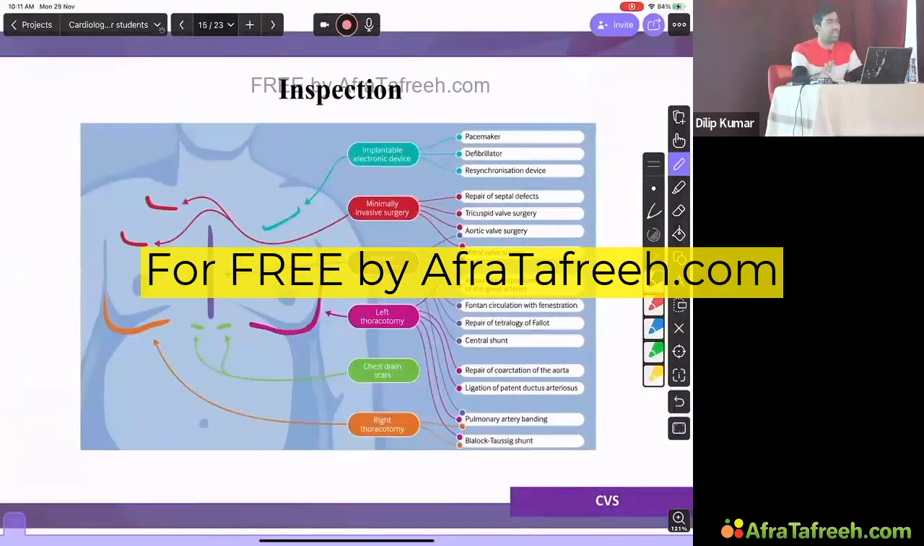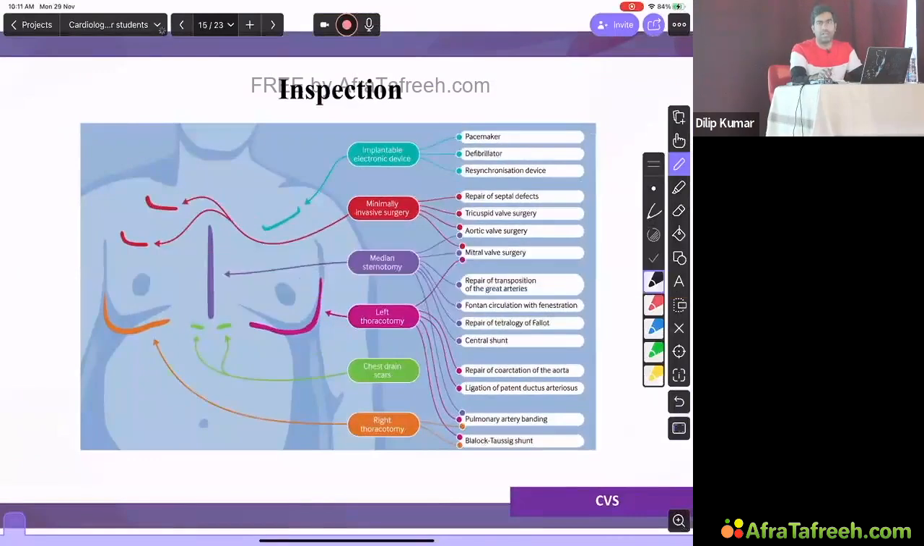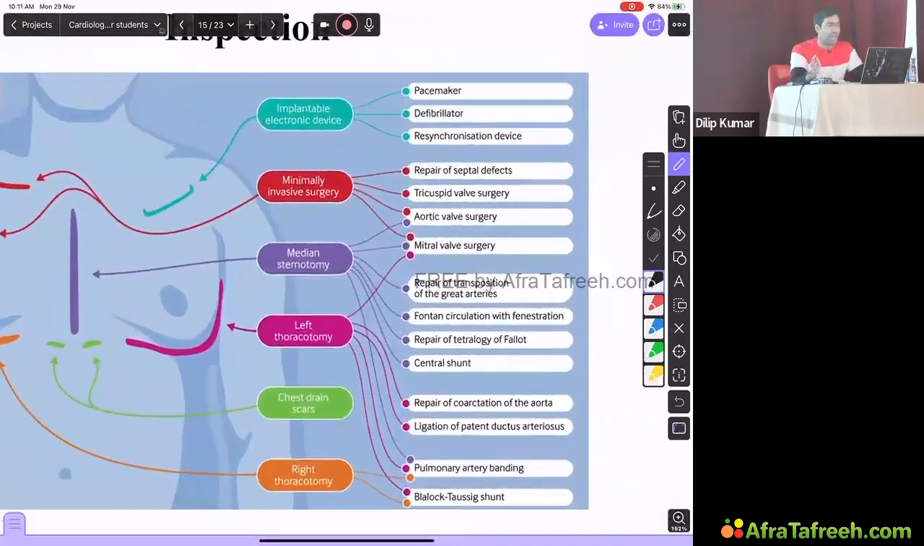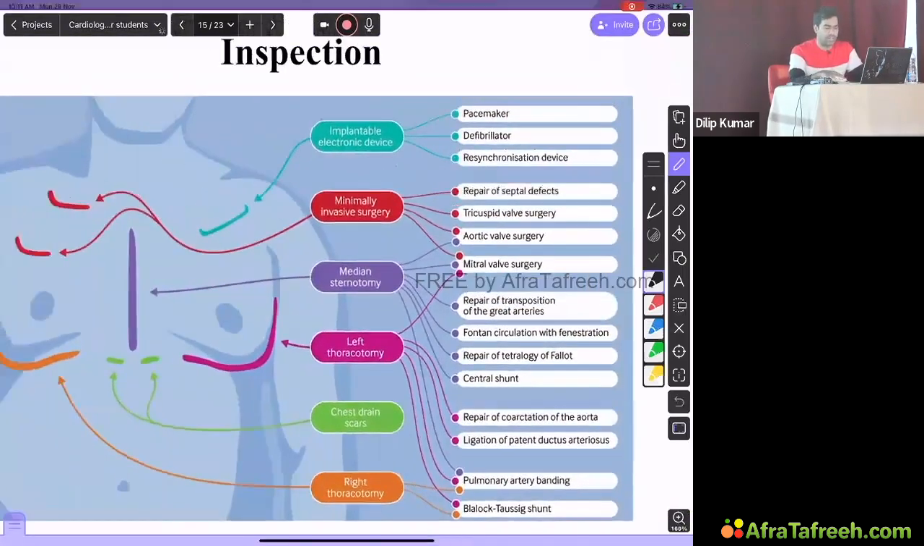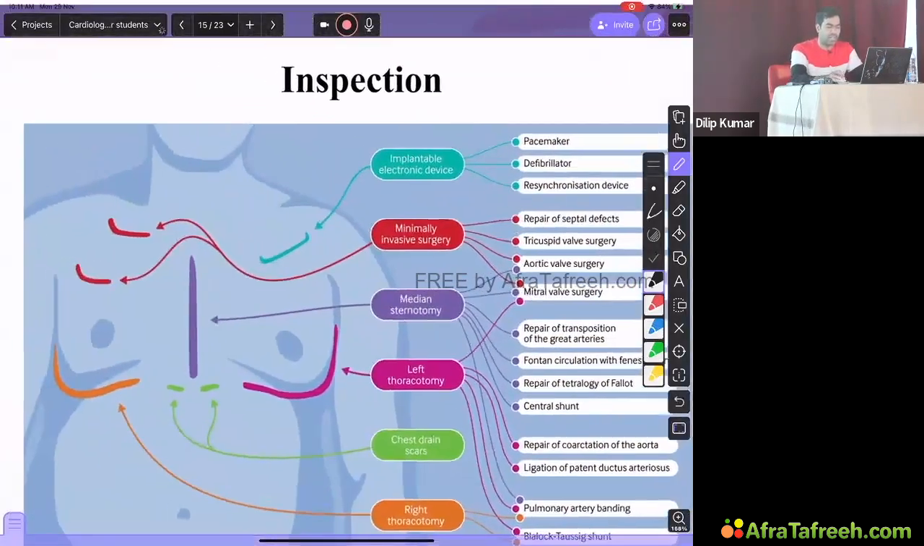Okay, coming to the cardiac inspection, palpation, and auscultation. Comparatively, this is a simpler topic. This is not so difficult. Relatively simpler, so we can finish reasonably faster. I've told you about the different scars here. First of all, in inspection, the most common thing that you miss out is scars.